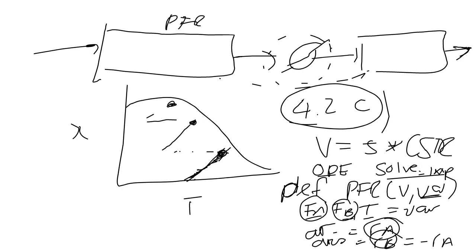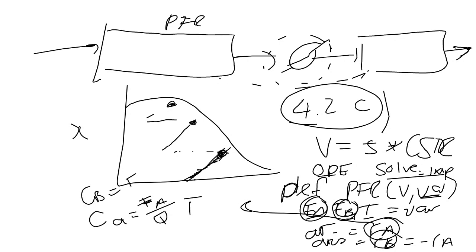And in order to populate each of them, I have to calculate a concentration. Concentration of A is going to be my FA divided by Q. Concentration of B, CB, is FB divided by Q.